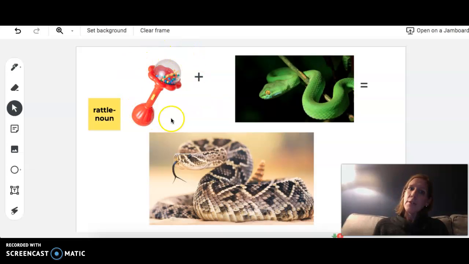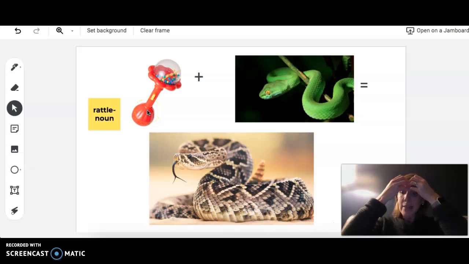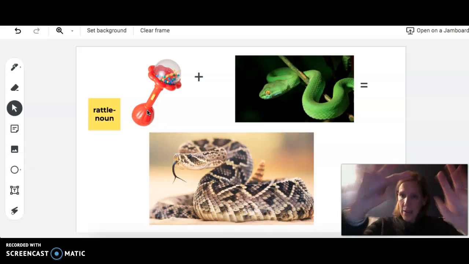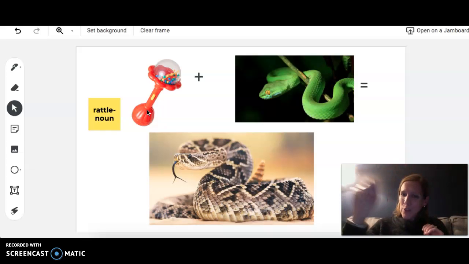Because I showed a picture of an actual thing that's called a rattle, this one in the picture is a noun. I looked for a picture of something moving and shaking, like rattling, but I couldn't find one. So that one's a little tricky. Rattle could be a noun or it could be a verb. Right here, of course, it's a noun.